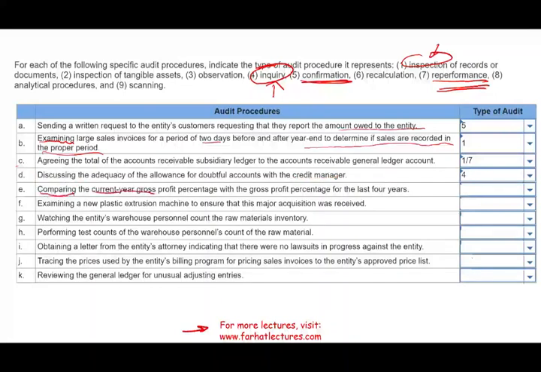Comparing the current year gross profit percentage with the gross profit percentage of the last 4 years. Hopefully you know what this is. You are looking at ratios from year to year. We call this analytical procedures. And on my website, if you don't know what analytical procedure is, I go into details about analytical procedures.